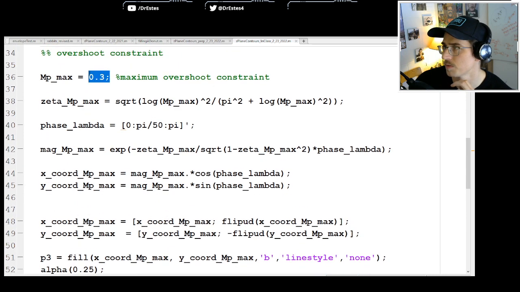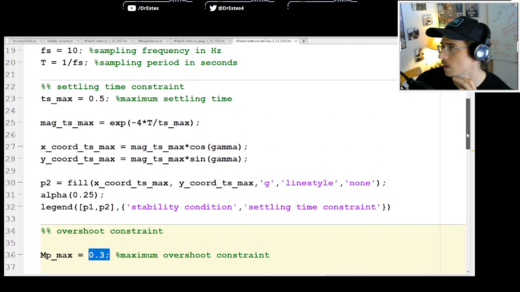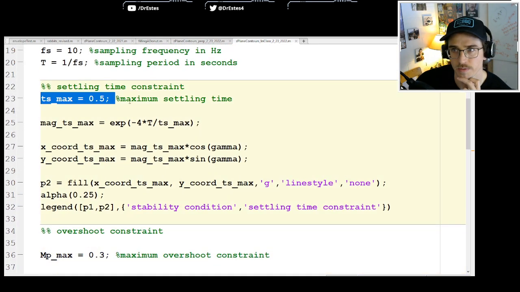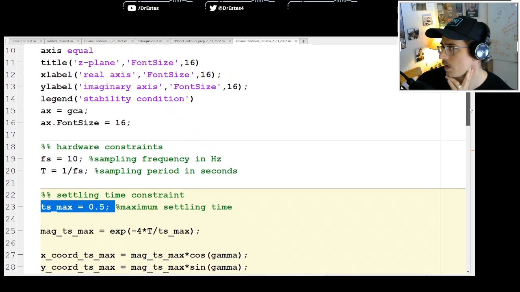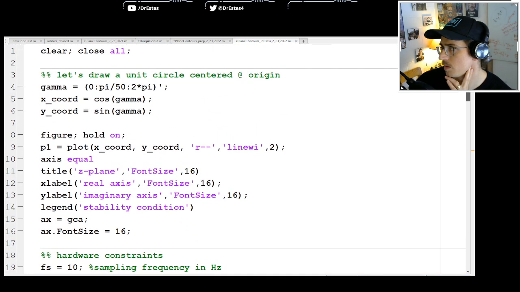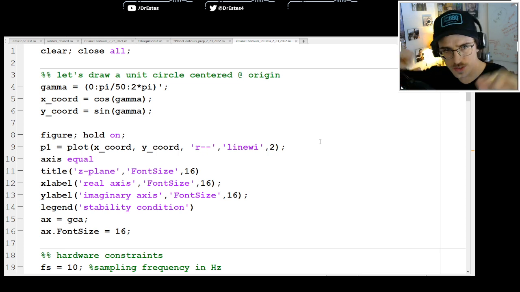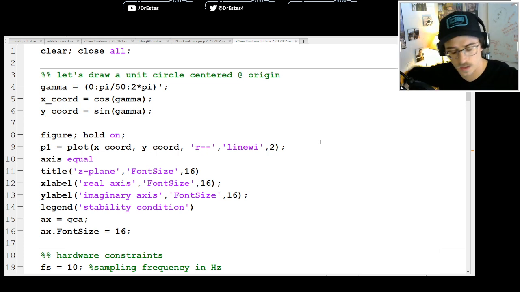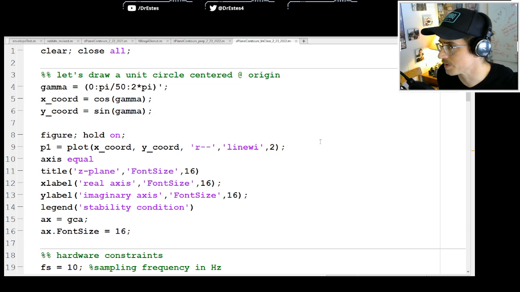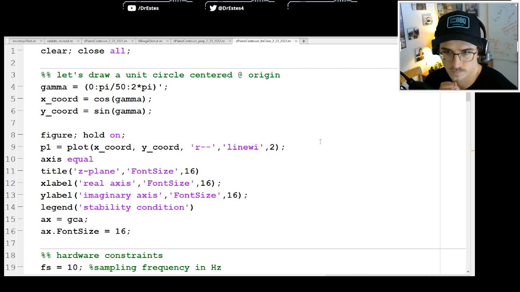Yeah, so I changed the overshoot to 30. I changed the settling time to 0.5, so I made it a little shorter. And then we go all the way up here. So this is what we have. And like I said, once you have this code finished and we have everything colored in, this is really useful to come back to. I use this all the time when I'm endeavoring to make any digital control system.